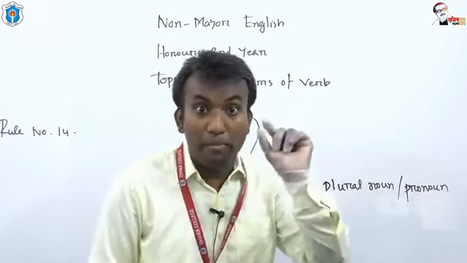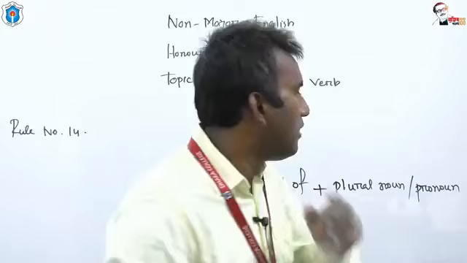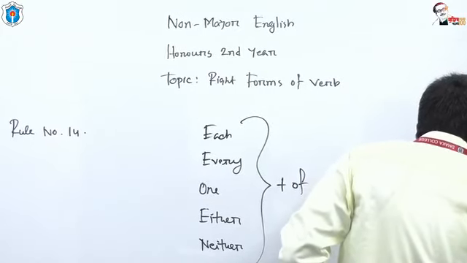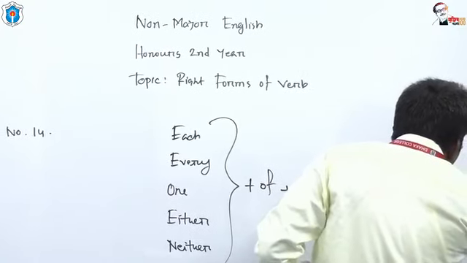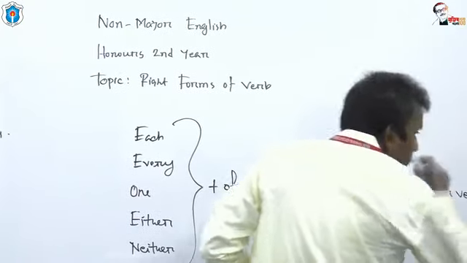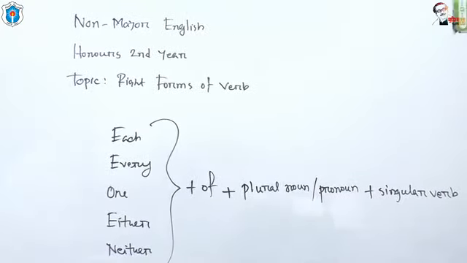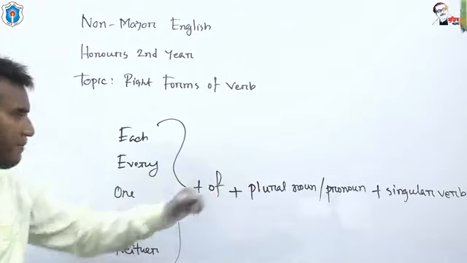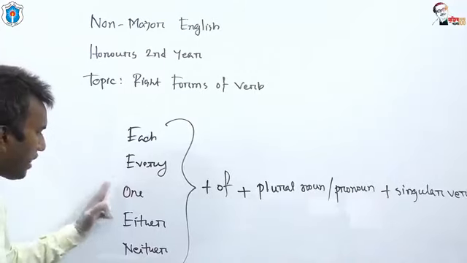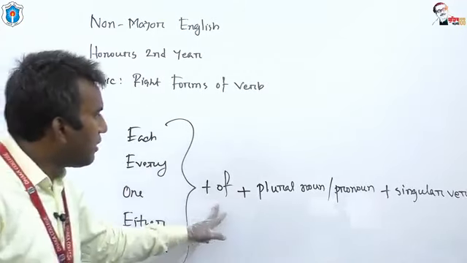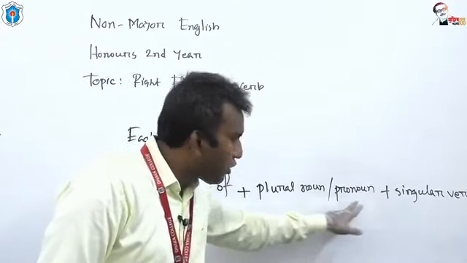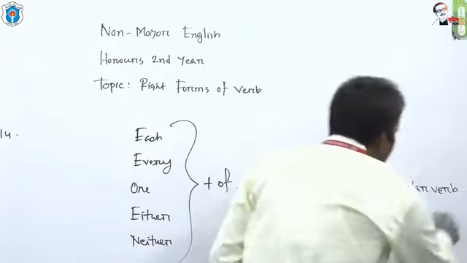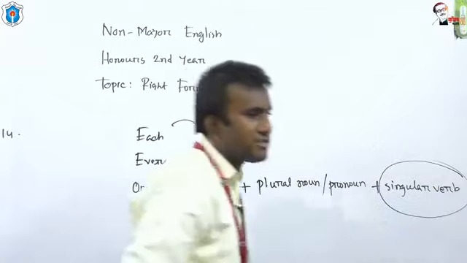But our main focusing point is we have to use singular verb. My dear students, look at the rule, look at the board. The rule is written here. Each of, every of, one of, either of, neither of, after this of, plural noun or pronoun will be used, then the verb will be singular. This is very, very important, my dear students.